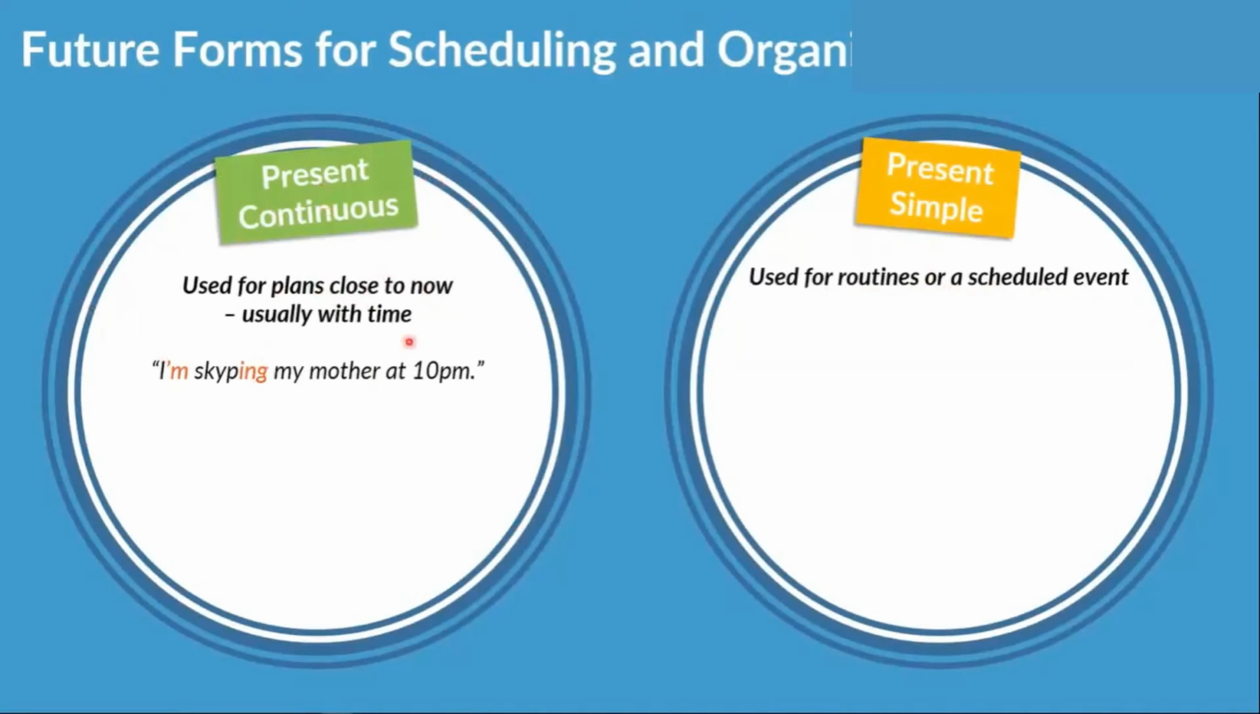So let's look at the present continuous. I'm Skyping my mother at 10 p.m. Of course, Skyping is to call someone on Skype. Okay, so Skype has developed into a verb in the English language. So you can say, I will Skype you later. I'm going to Skype my mother next week. I'm Skyping my mother at 10 p.m. So it just works like a verb. It has developed into a verb in the English language.